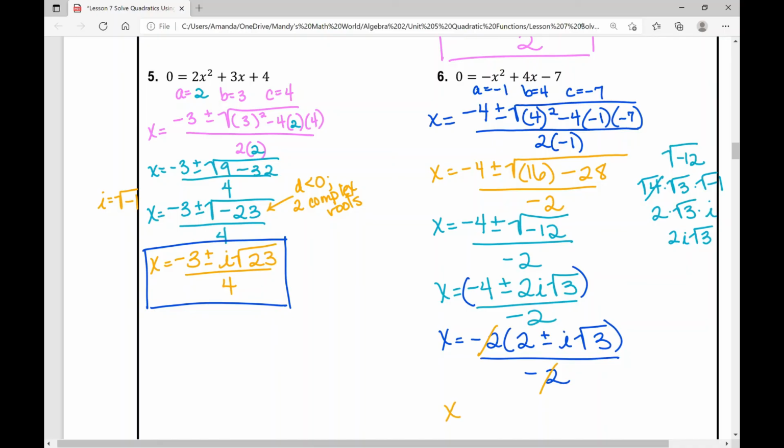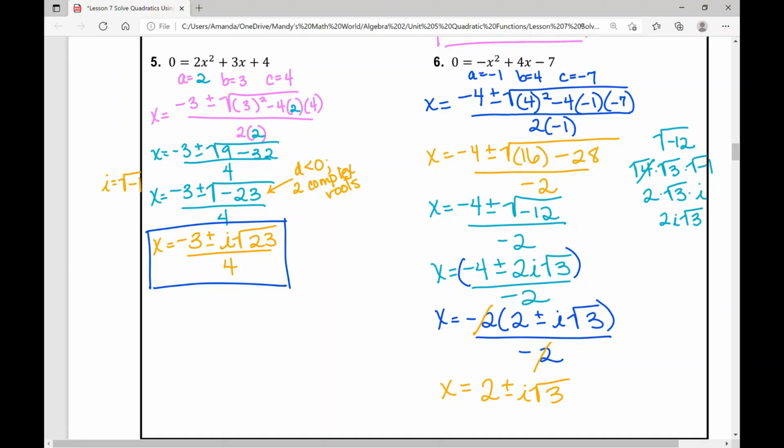So you're just left with x equals 2 plus or minus i times the square root of 3, and you don't need to write that over 1 because it's assumed to be over 1 if you don't have anything in a denominator. So there's your answer.